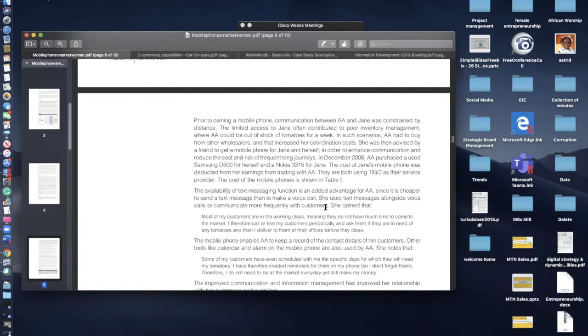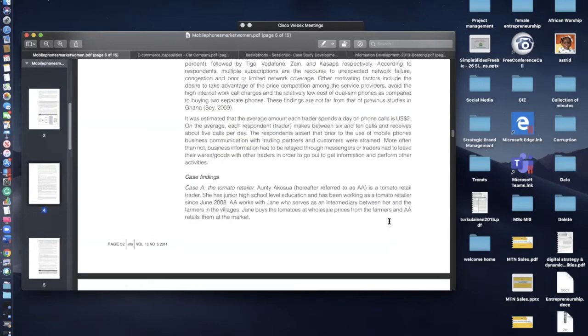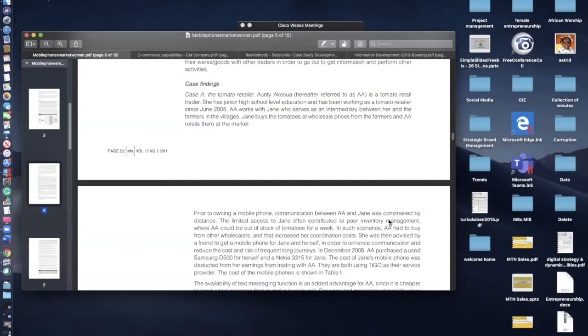One, AA is educated. Number two, AA owns a phone. Number three, AA can afford the cost of operating the phone, the cost table in Table One. I don't know where Table One is. This is Table One. This is the cost of buying the phone, the cost of buying a used handset. AA bought a used handset. Okay, so she can also be able to afford it.